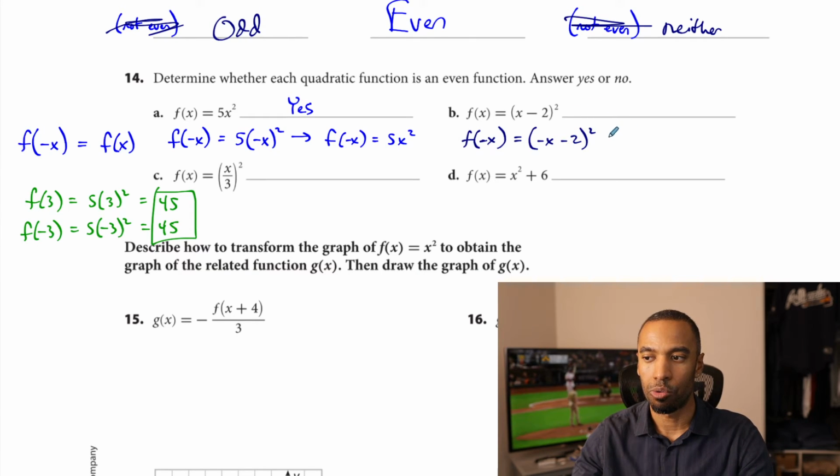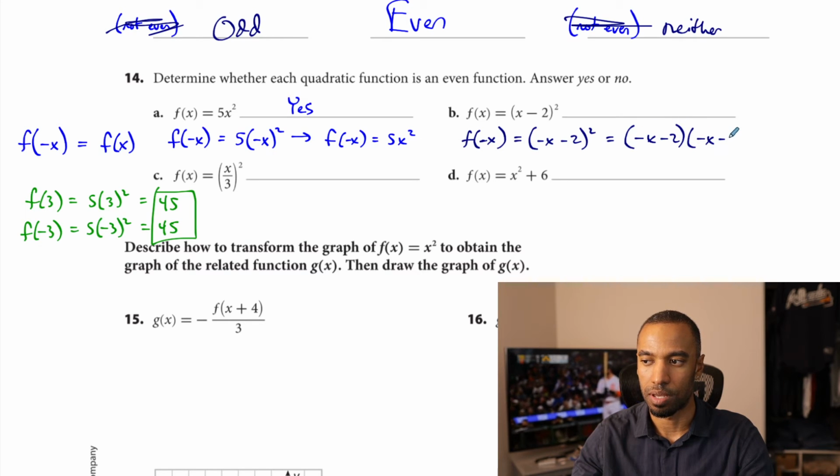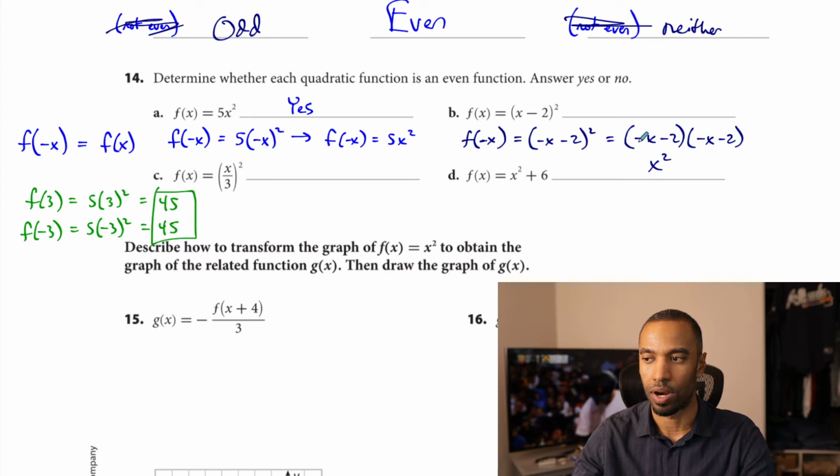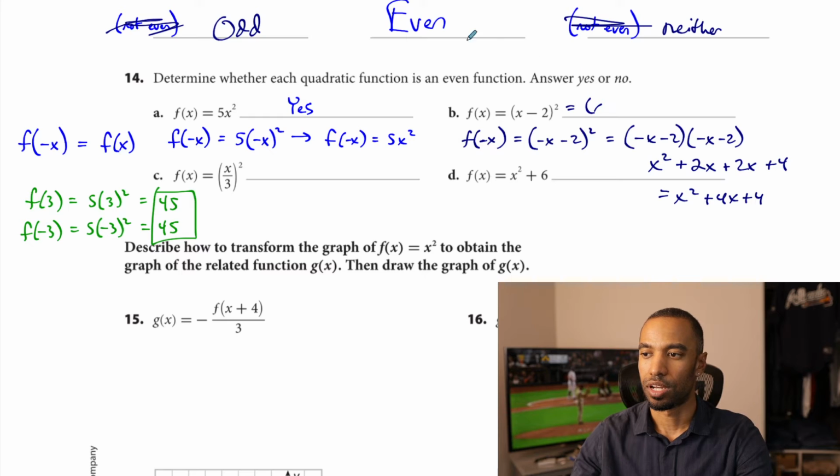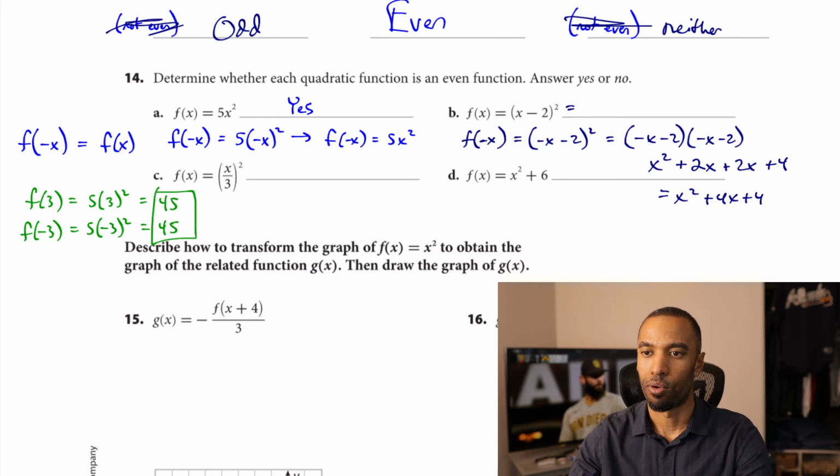Remember, when you square a binomial, let me give you the FOIL version of it. Negative x minus 2 times negative x minus 2. You multiply negative x with negative x. Sure, that gets you an x squared. But negative x times negative 2 is positive 2x. And this negative 2 times negative x is positive 2x. Negative 2 times negative 2 is positive 4. So you get x squared plus 4x plus 4. Well, if you do the same thing with this one, x minus 2 times x minus 2, you're going to get x squared minus 4x plus 4.